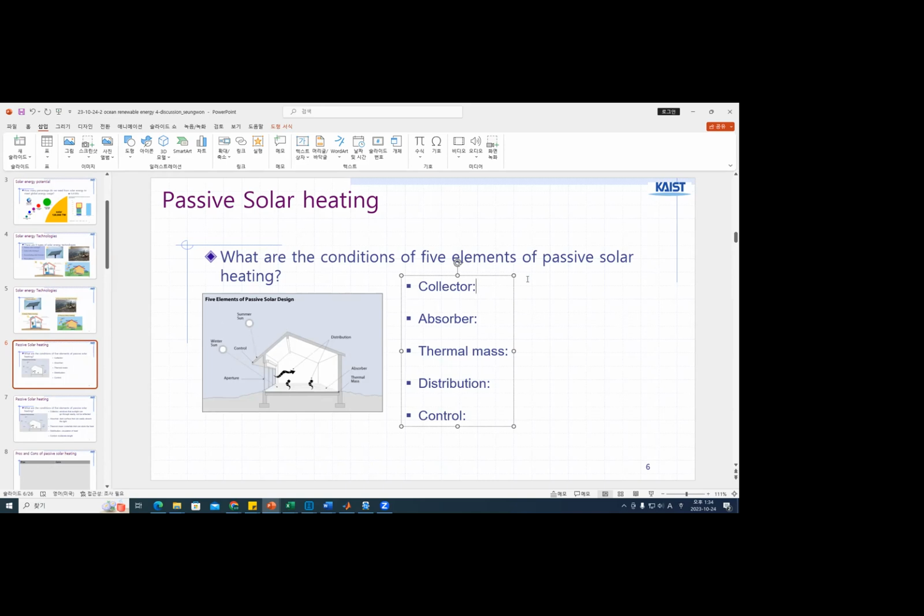For example, the collector must collect the sunlight from the sun. Yeah, kind of that. Is there any opinion?